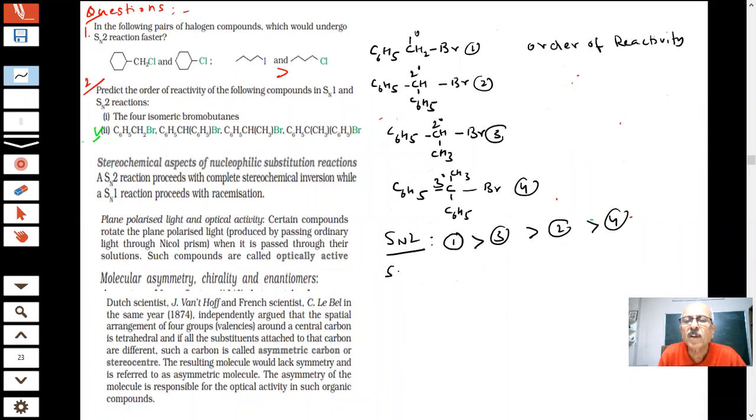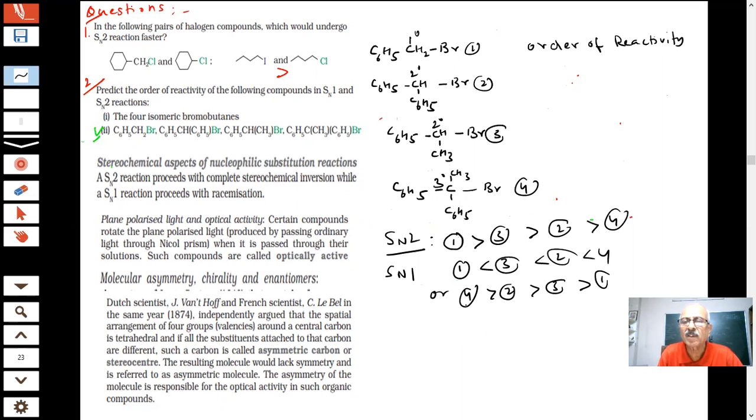Then what will be the SN1 order? The SN1 order will be 1 less than 3, less than 2, less than 4. This is the order of SN1. Or you can say 4 is more than 2, 2 is more than 3, 3 is more than 1. Decreasing or increasing depends on what type of question is given. Any doubt? This is an important question, I am telling you. If you have doubt, you can ask me.